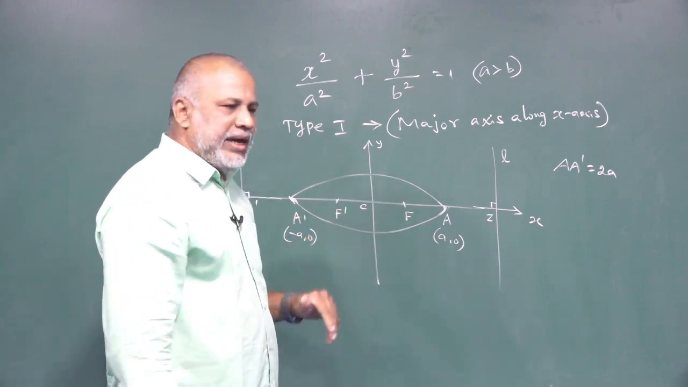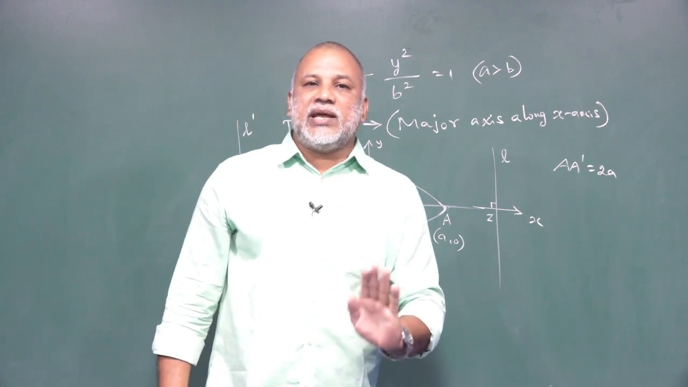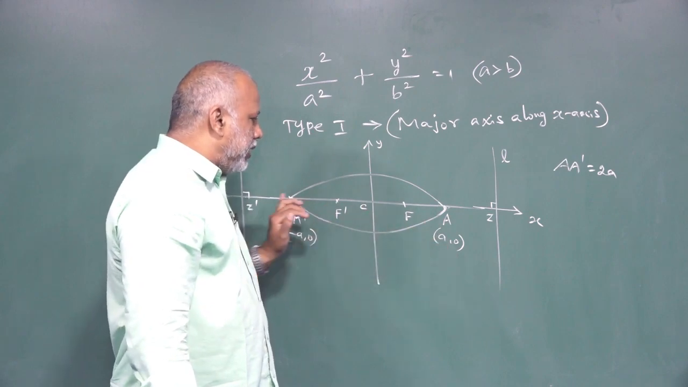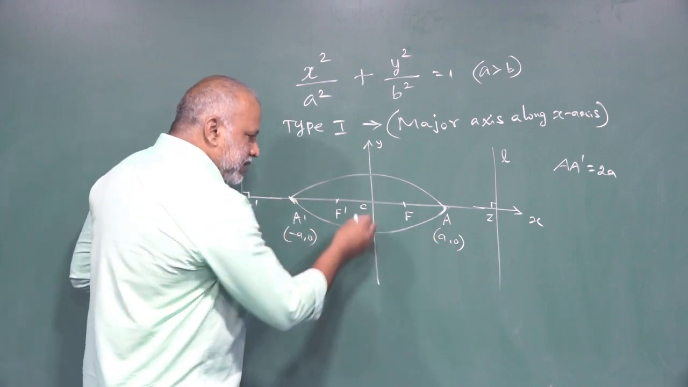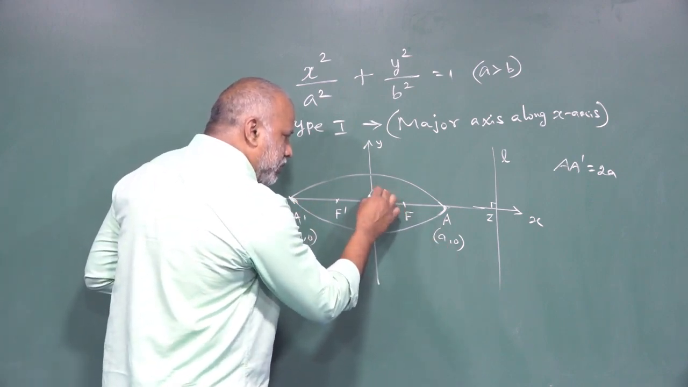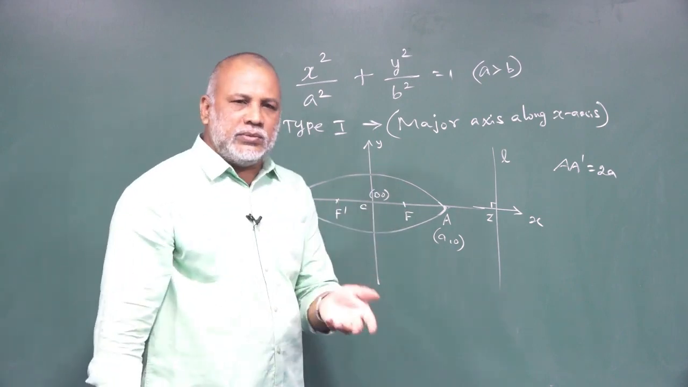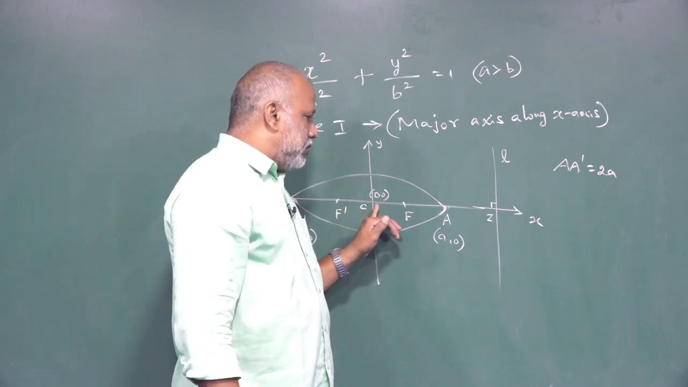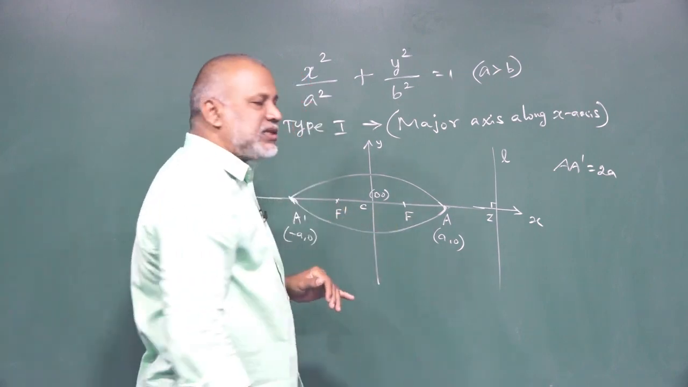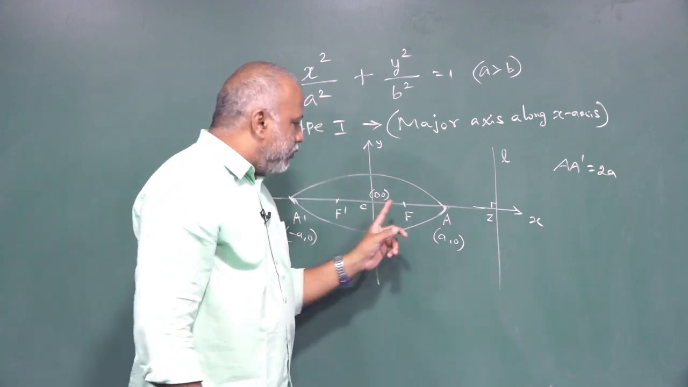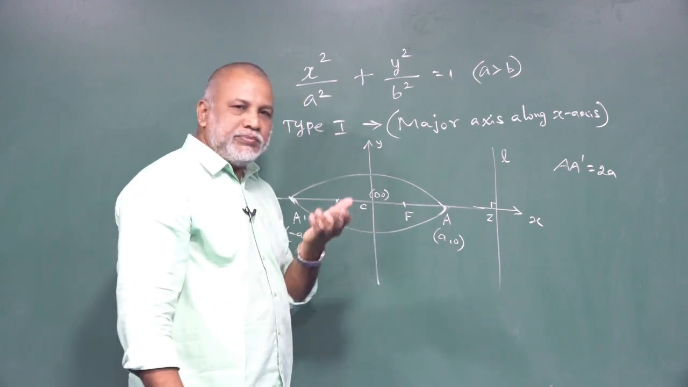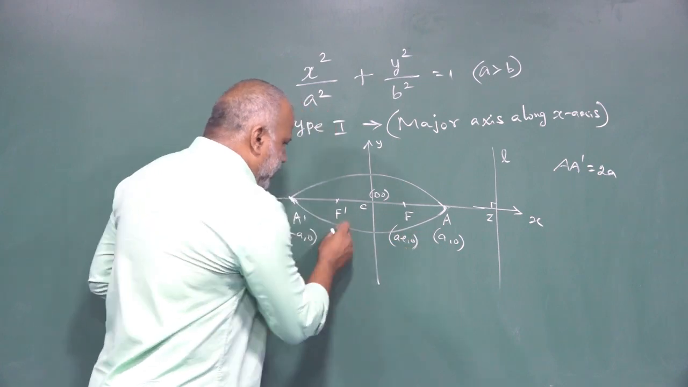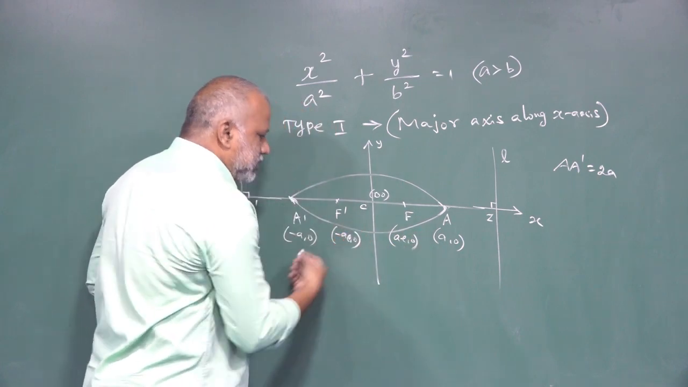These two, A and A dash, are called vertices. Vertex is singular, vertices is plural. The center C is (0, 0), because it is the meeting place of the x-axis and y-axis. Then F and F dash are called foci. Focus is singular, foci is plural. The foci are (ae, 0) and here (minus ae, 0).